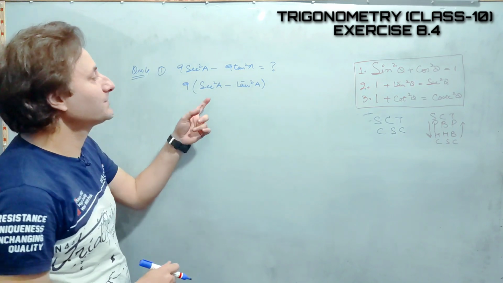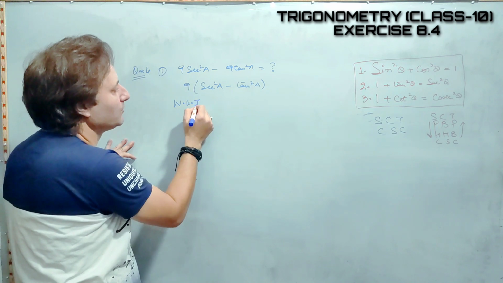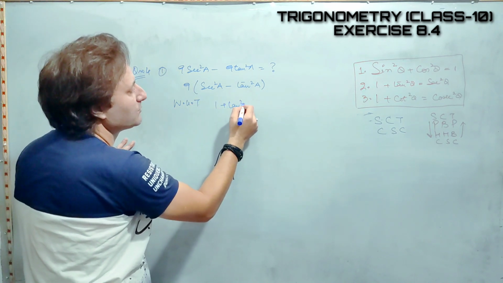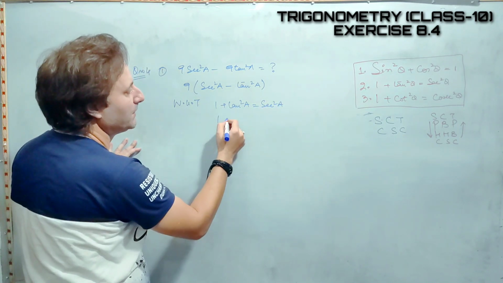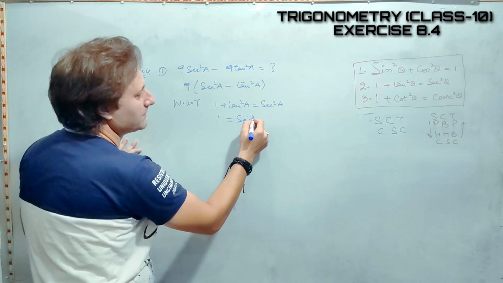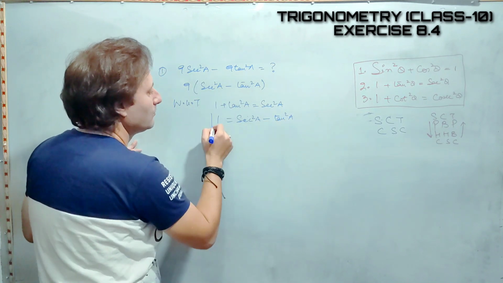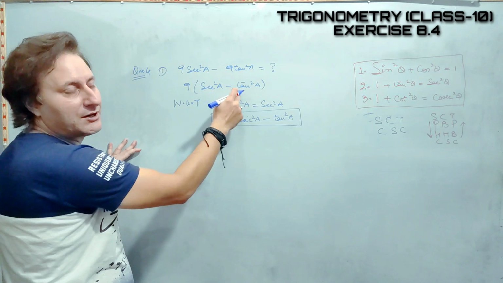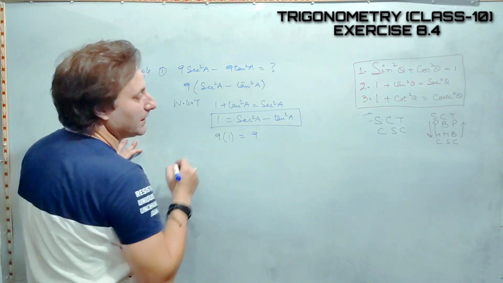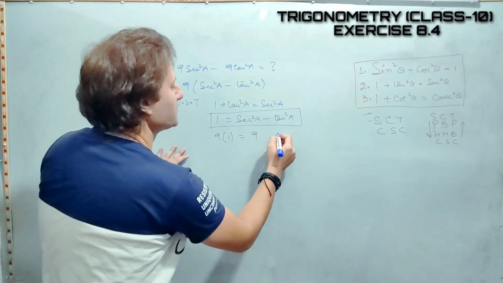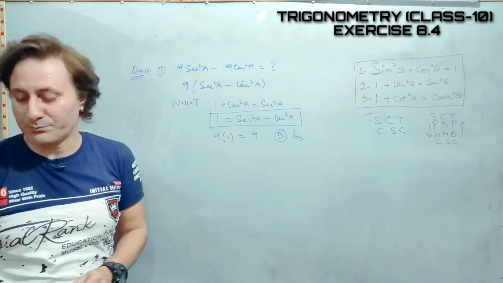Now, what do I have? I have sec²A minus tan²A. If I take the second identity, we know that 1 plus tan²A is equal to sec²A, right? If I keep 1 here, tan²A goes to that side as negative tan²A. So we have sec²A minus tan²A, which we can write as 1. So 9 multiplied by 1, 9. So 9 is the answer, which is option B. Clear, guys? Perfect. So let's move to part number 2.